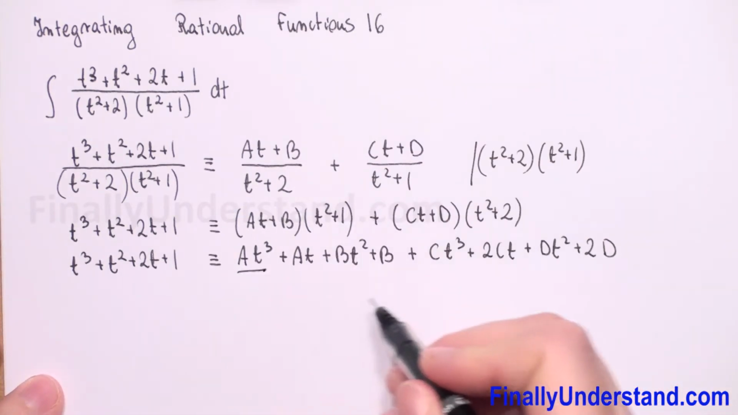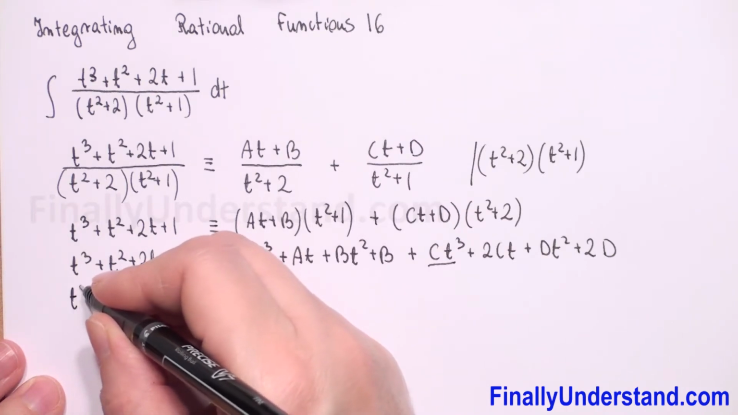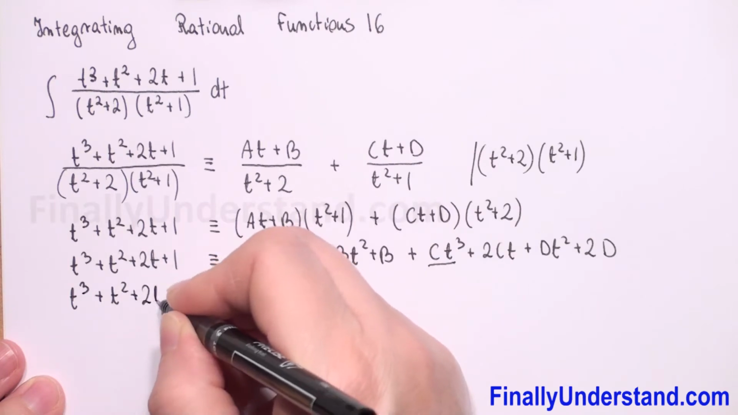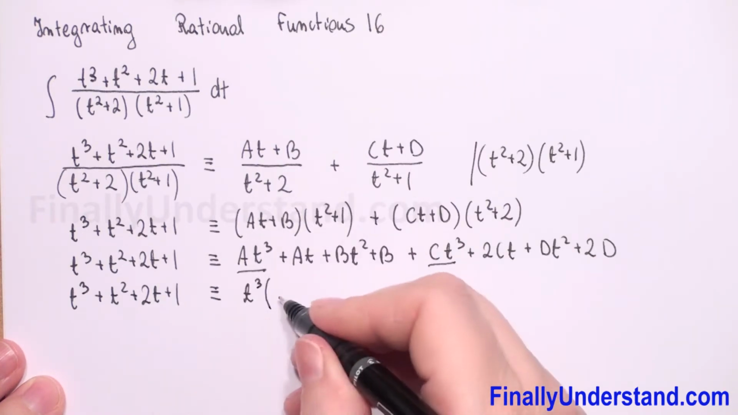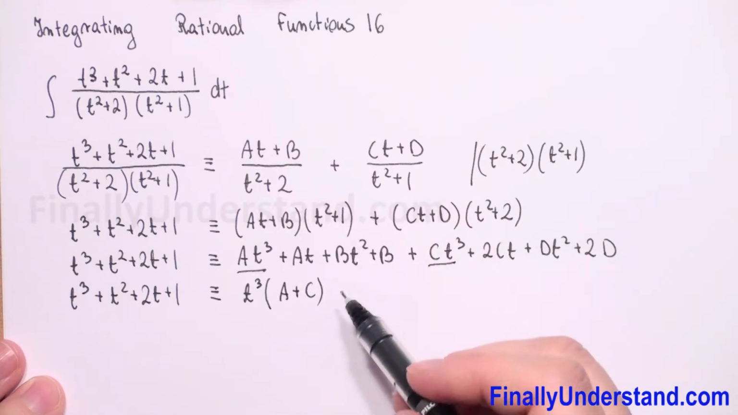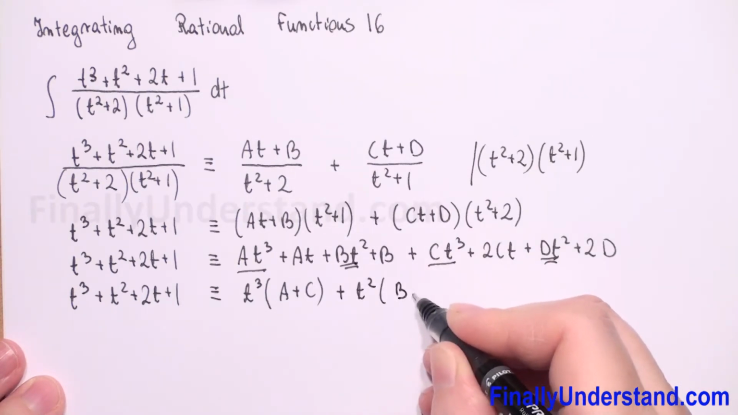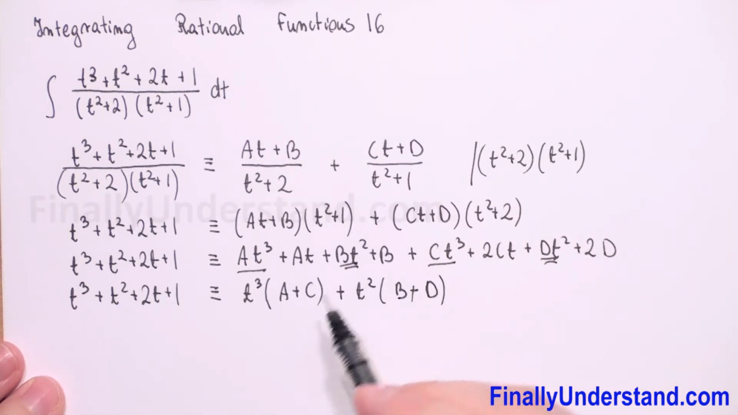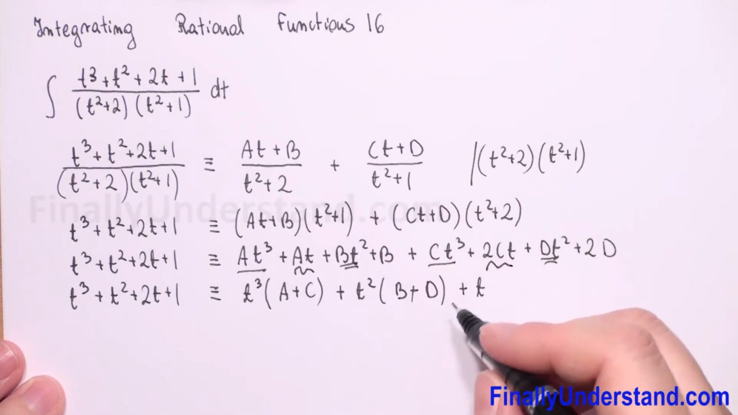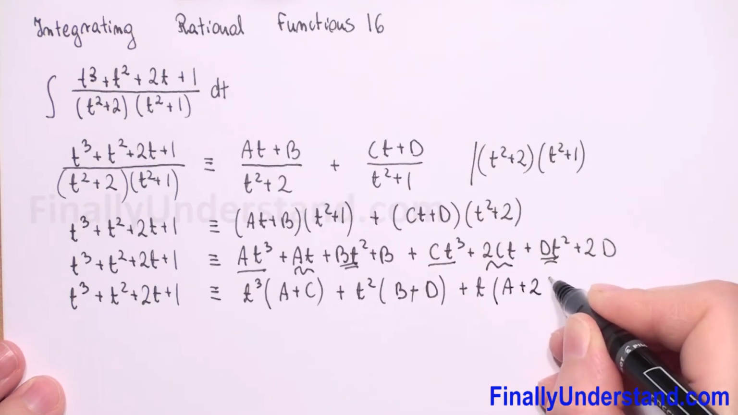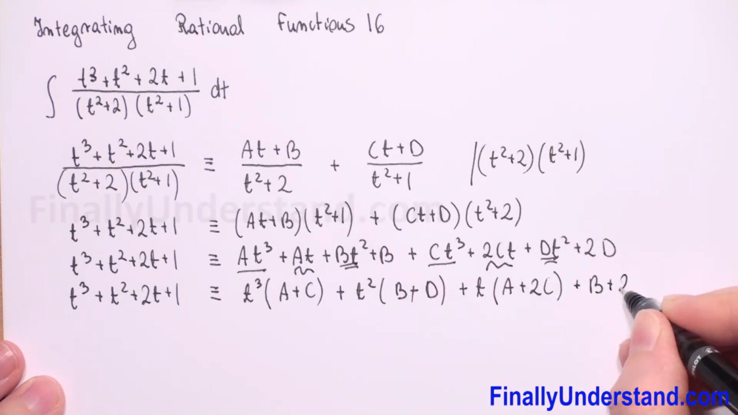So we have at cube and ct cube. So let me copy left side. T cube plus t square plus 2t plus 1 is identically equal to t cube. We will factorize and we will have a plus c. Next we have to put t square, so we have plus t square times b plus d in parentheses. Next expression with t will be, so we have at and 2ct, so it will be in parentheses a plus 2c, and constant is b plus 2d.